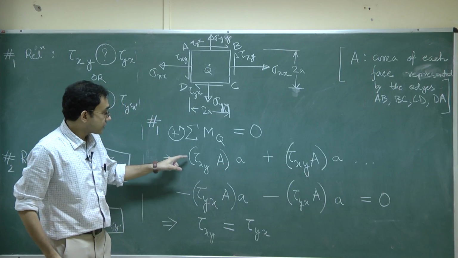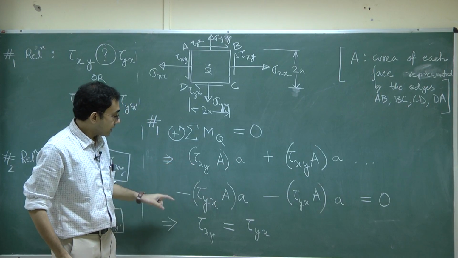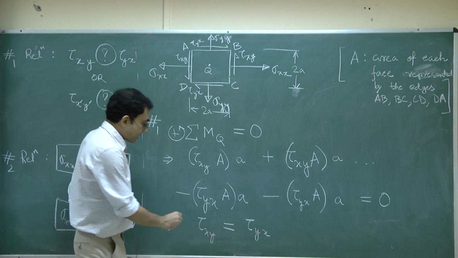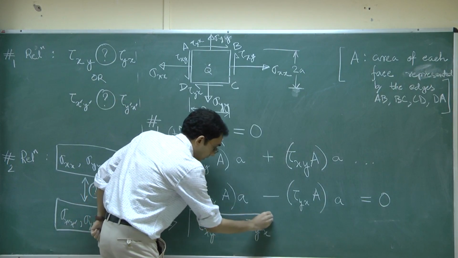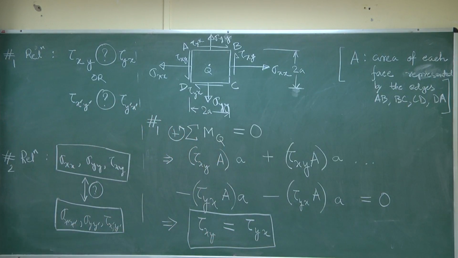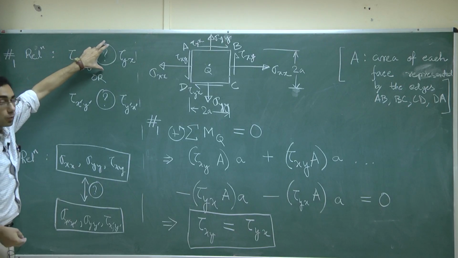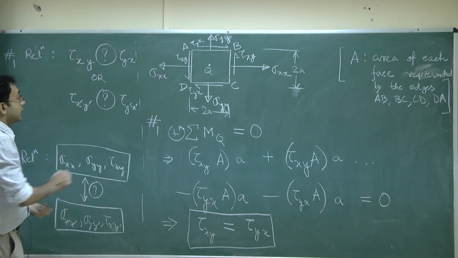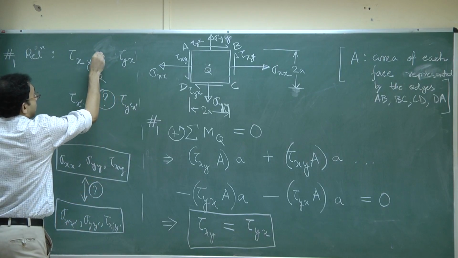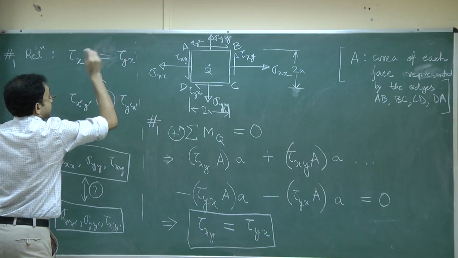What we will have here is twice of tau xy is equal to twice of tau yx. So, finally, tau xy is equal to tau yx. This is a very, very important relationship. Now, you note that this directly answers this question, that tau yx, there is no more a question mark here, rather we have answered it directly by saying that tau xy is equal to tau yx.